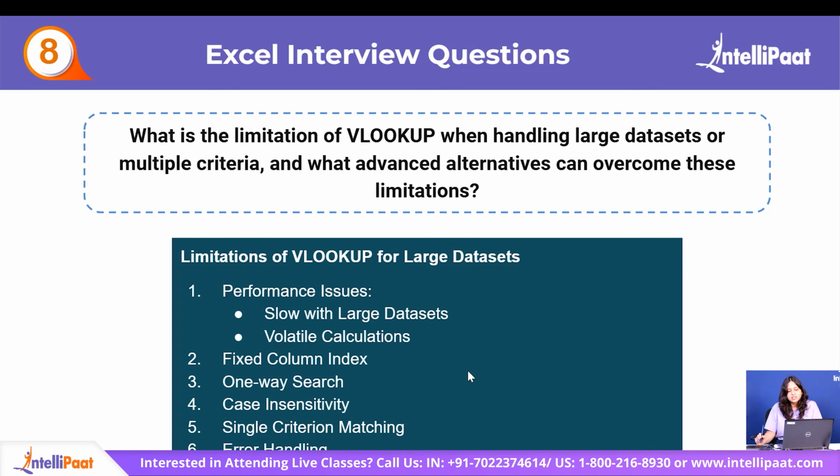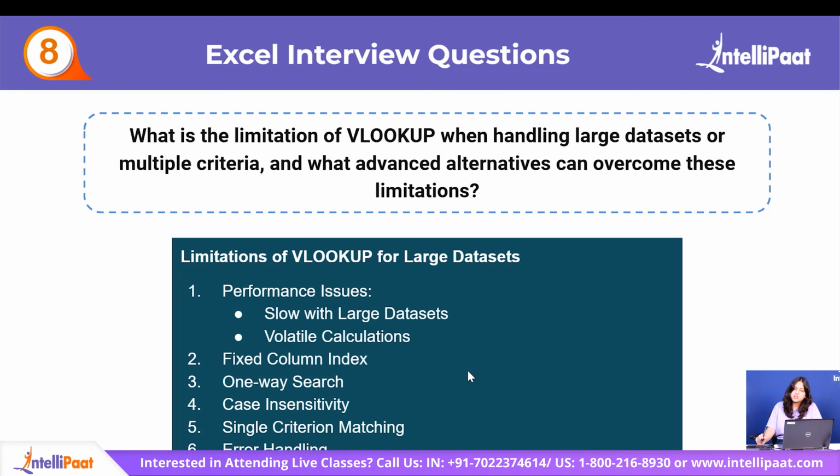Then the next limitation is one-way search. So VLOOKUP only searches to the right of the lookup column and it cannot look for values to the left of it. Then our fourth limitation is case insensitivity. Now VLOOKUP is not case sensitive. So if the data requires differentiation between uppercase and lowercase text, VLOOKUP will not meet that criteria. Then we also have single criterion matching. So VLOOKUP works with one lookup value at a time, right? It cannot handle complex queries with multiple criteria.